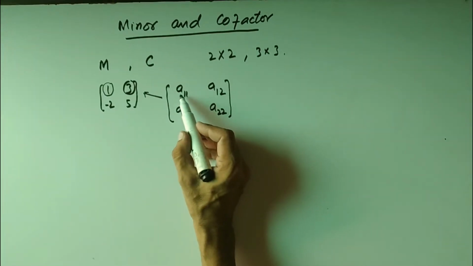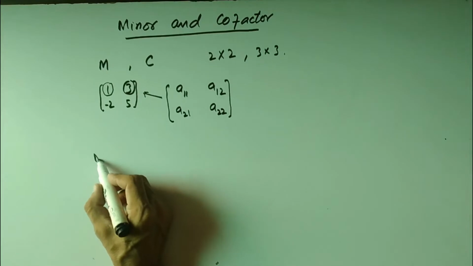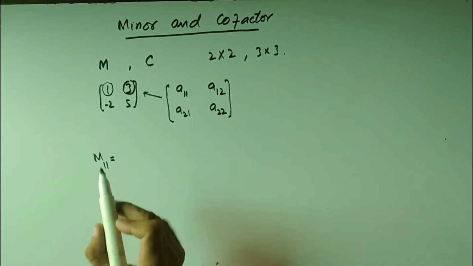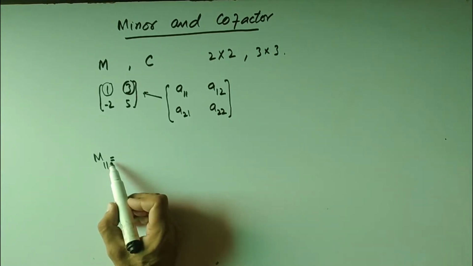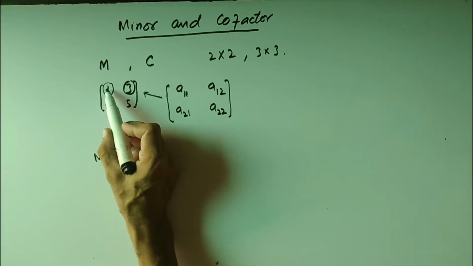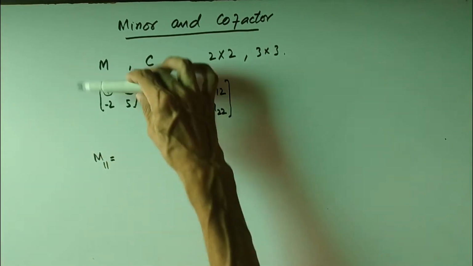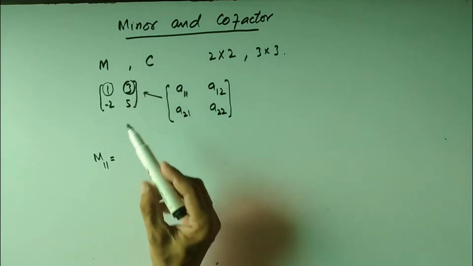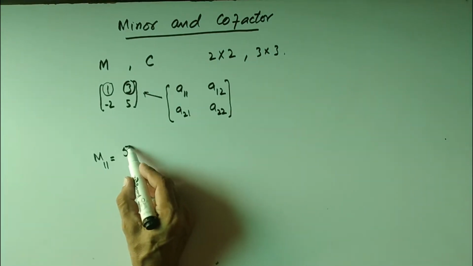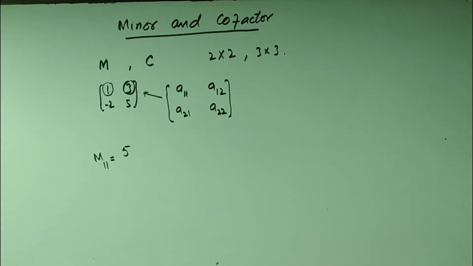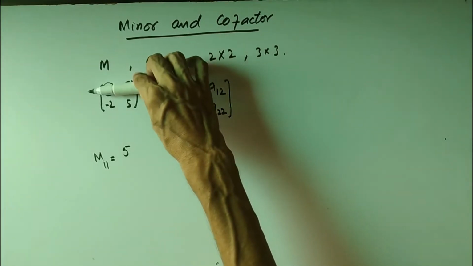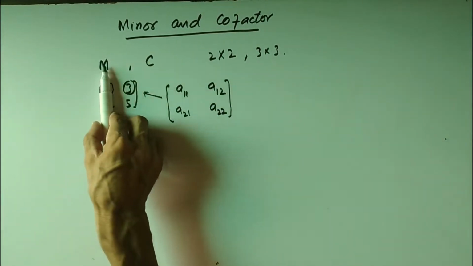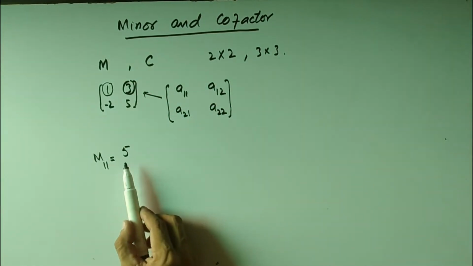For minors, take M11. I can leave the elements of the first row and first column, that is 1 3 and minus 2. So what will be the element remaining? That is 5. This will be minor M11. पहली रो और पहला कॉलम यही लिखा हुआ M11 में. पहली रो और पहला कॉलम छोड़ देंगे, जो एलिमेंट बच जाएगा वो माइनर होगा.